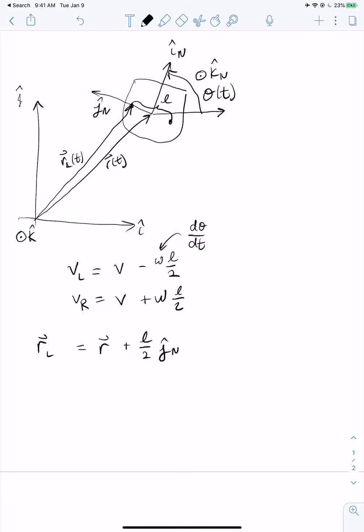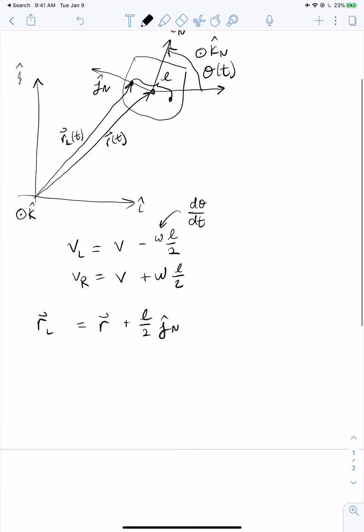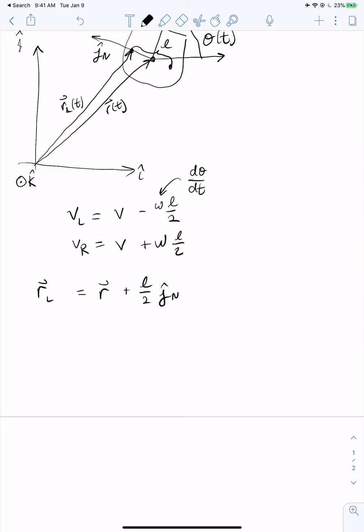Okay, you should be able to see that the reason that is so is if we add the vector that points to the center of the robot here, and then add a little vector pointing along j hat n by the correct distance L over 2, we're going to get to R_L. Similarly, we could define the same thing for R_R for the right wheel, but that would be pretty similar, so we're going to leave that as an exercise for y'all to take up on your own.